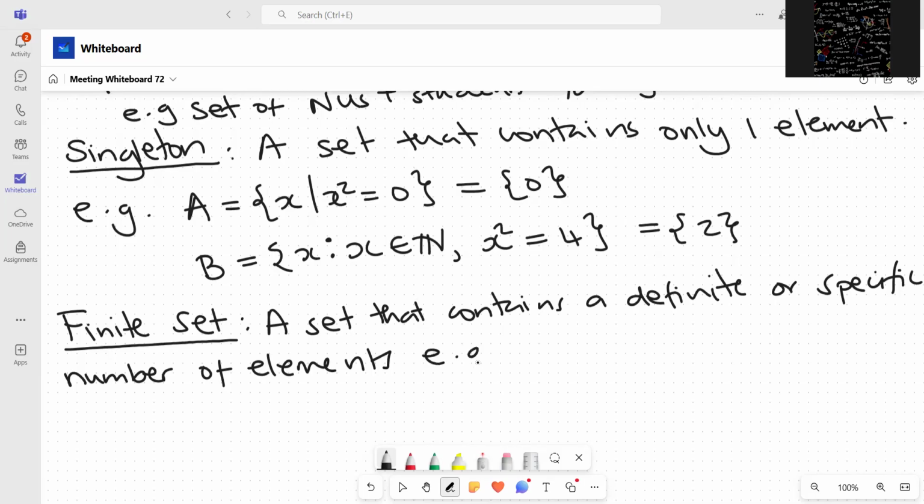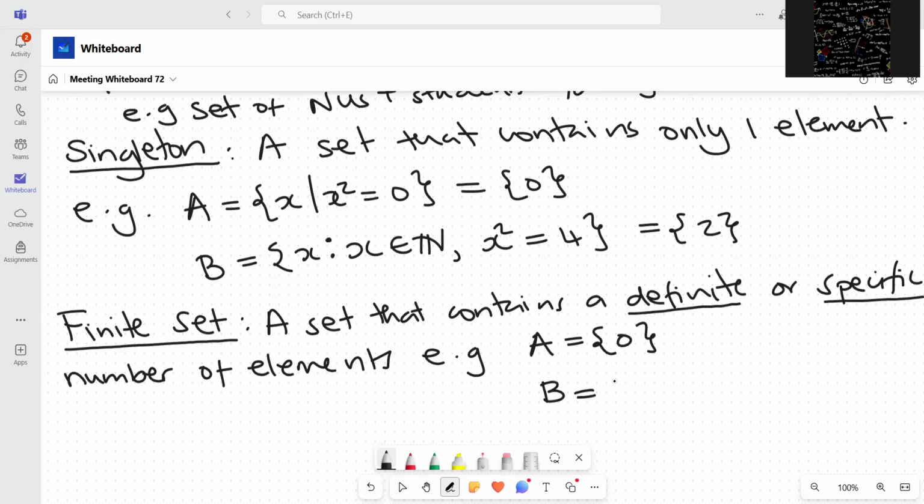So an example of this, we have A, this one here. Okay, so this set contains only one number or one element. That means it is finite. So I know exactly how many there are. It is specific. Okay, so this is our finite set.